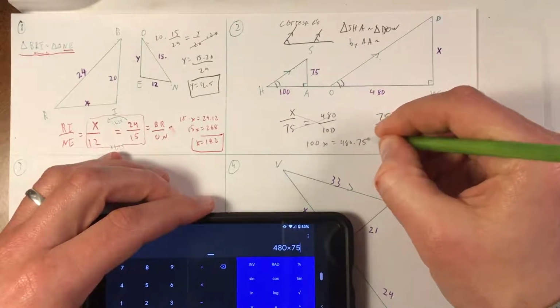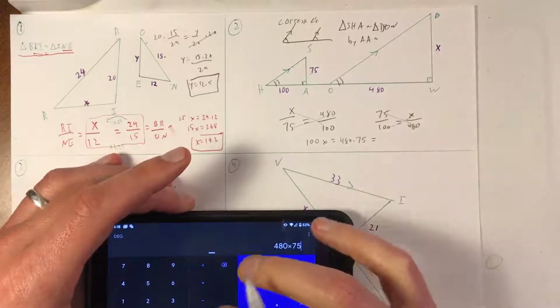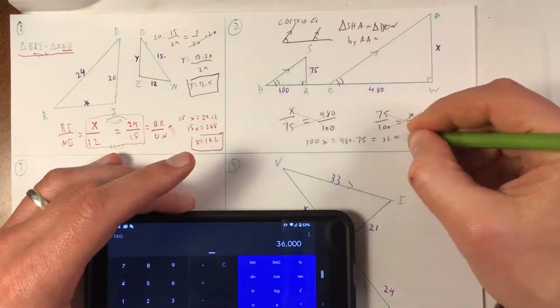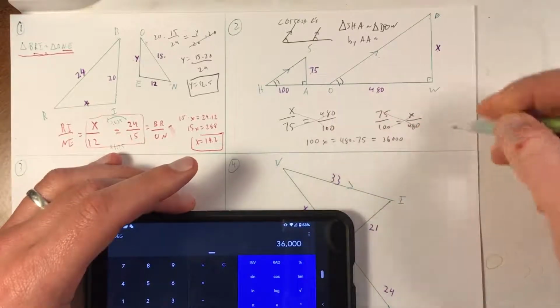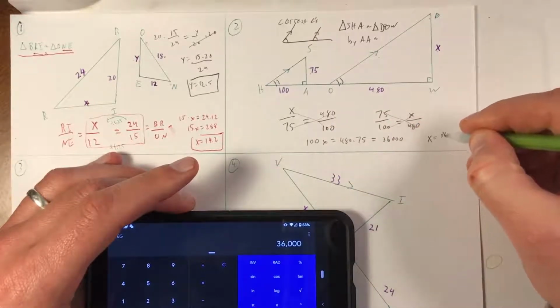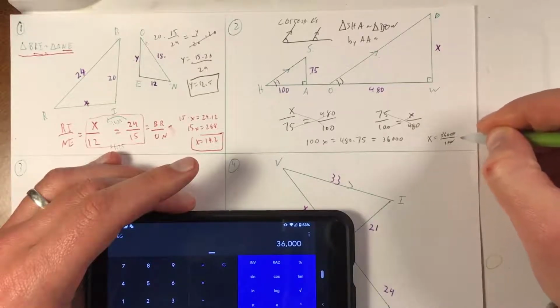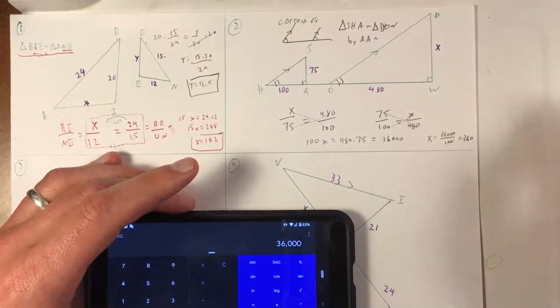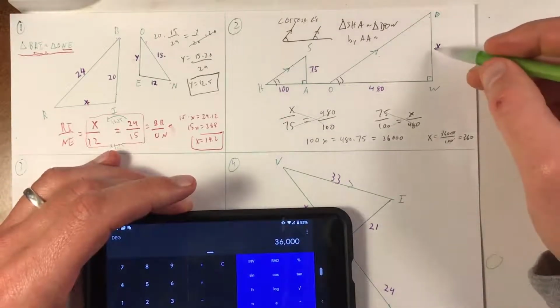$480 times 75, and that is 36,000. Divide both sides by 100. 36,000 divided by 100 is going to be 360. 360. And let's check ourselves.